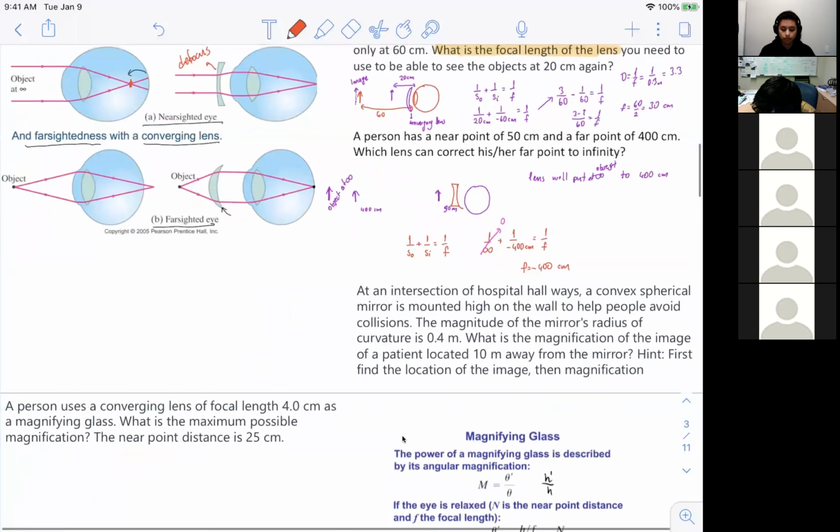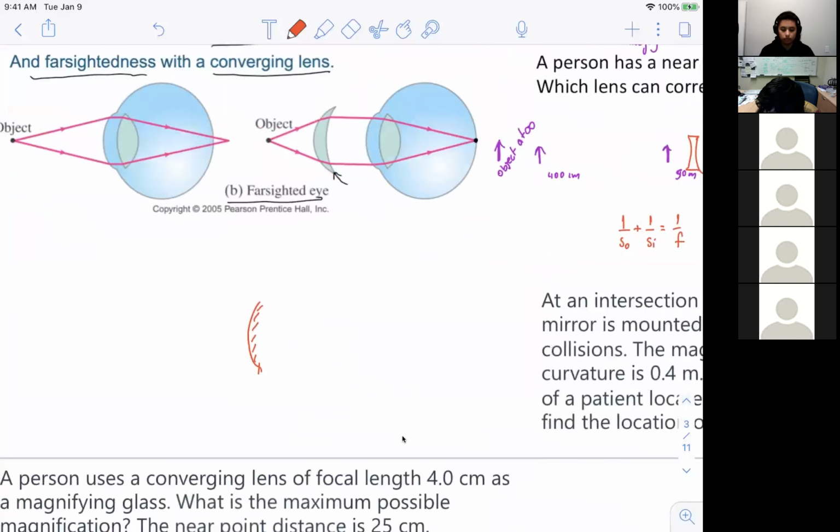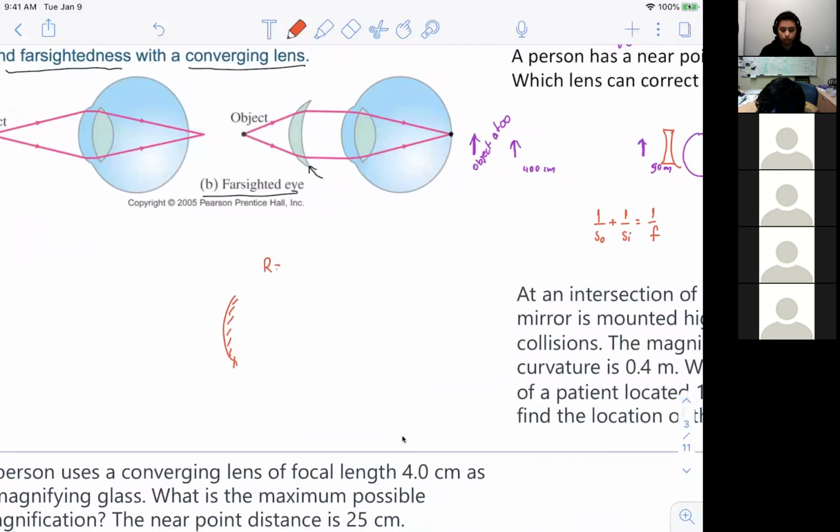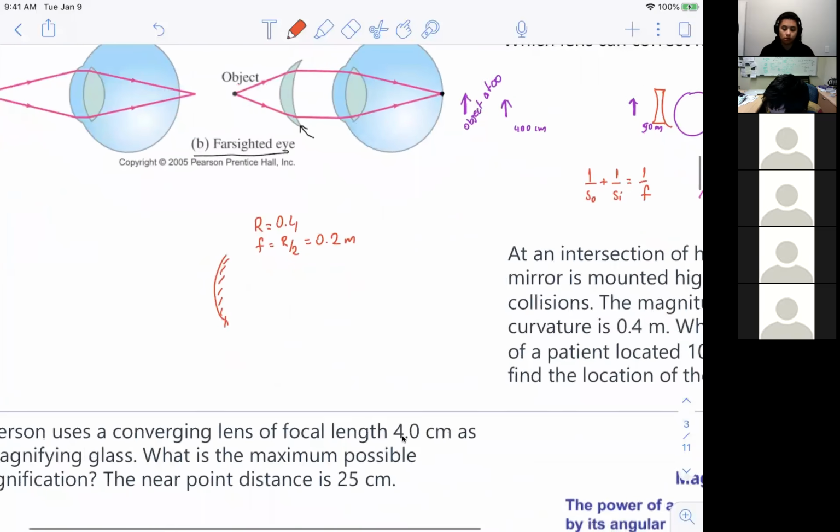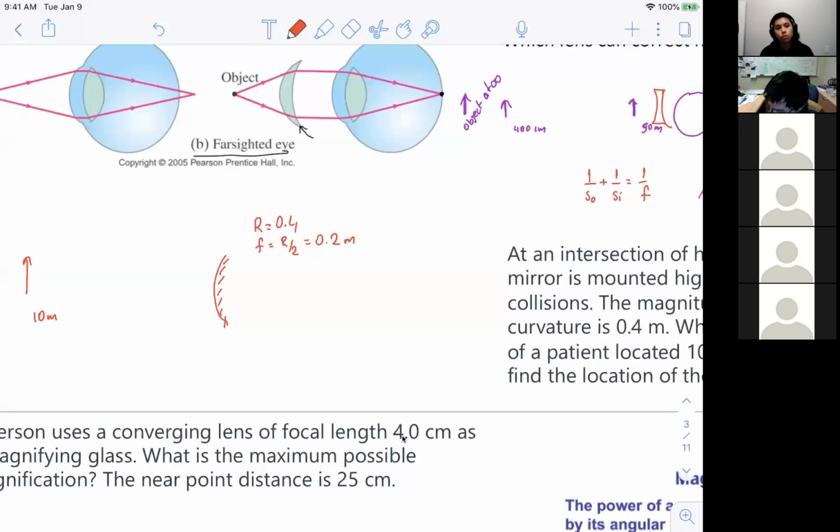So you have a convex mirror, okay? Then it says that the radius is 0.4. Then the focal length is going to be half of the radius, 0.2 meters, right? Then when you have an object at 10 meters away, let's first find the location of the image. 1 over S object plus 1 over S image equals 1 over F.